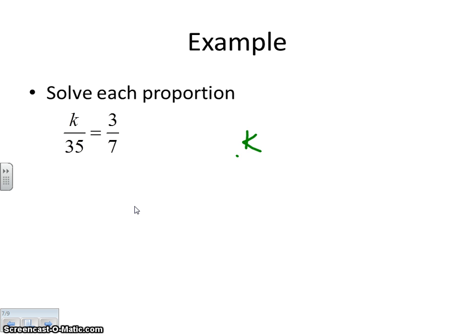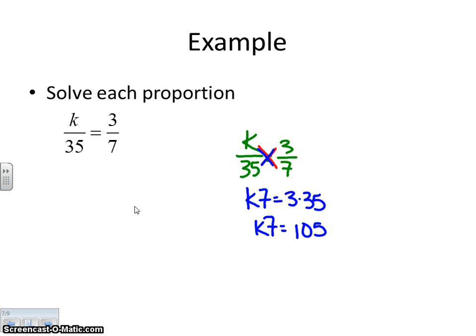Okay, so we set it up as k over 35 equals 3 over 7. And we do our cross product here. Make sure it's a cross, that they're crossing over each other, like that, like skull and crossbones. And we do k times 7 equals 3 times 35. And when you do 3 times 35, you get 105. And you divide by 7 on both sides, and you get k equal to 15. So this is going to be your solution for k.